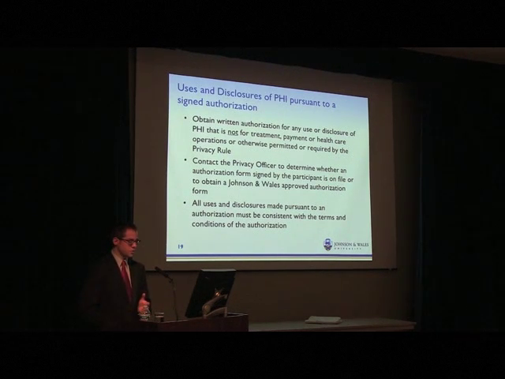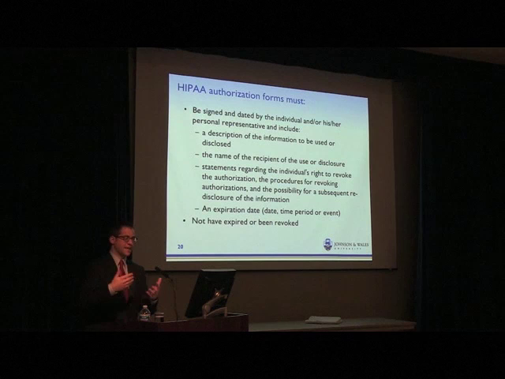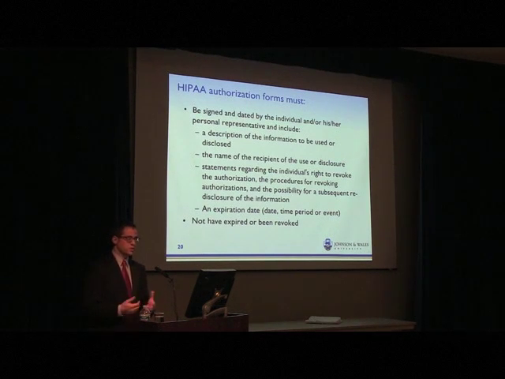All uses and disclosures made pursuant to an authorization: the authorization will contain the terms. They'll contain a description of what information is being disclosed. They will contain the name of the recipient, who's receiving it, and what they're going to be using it for. It has to be a very detailed authorization. It must be dated. It can't be expired. It can't be 10 years after the individual signed the authorization.